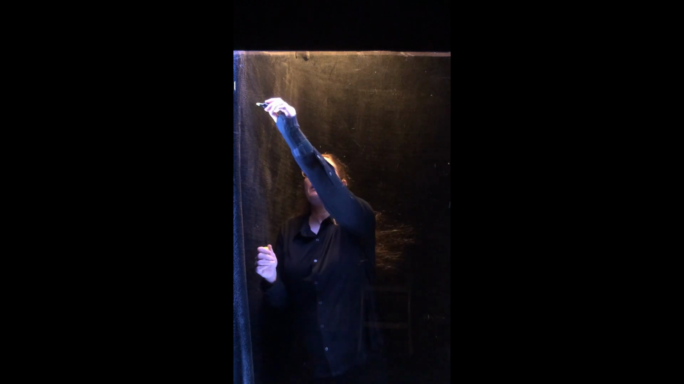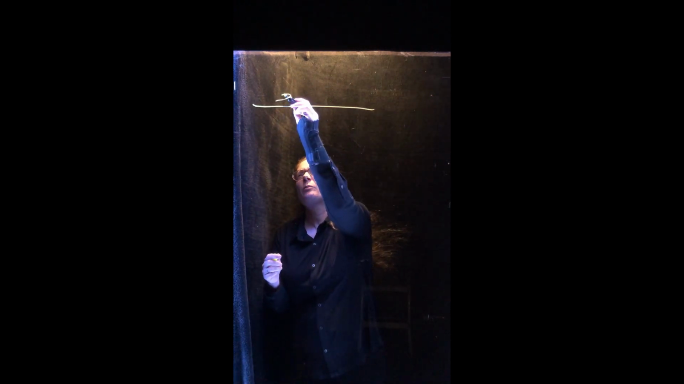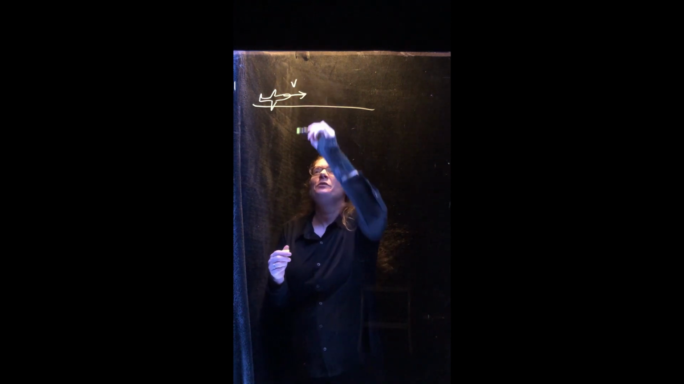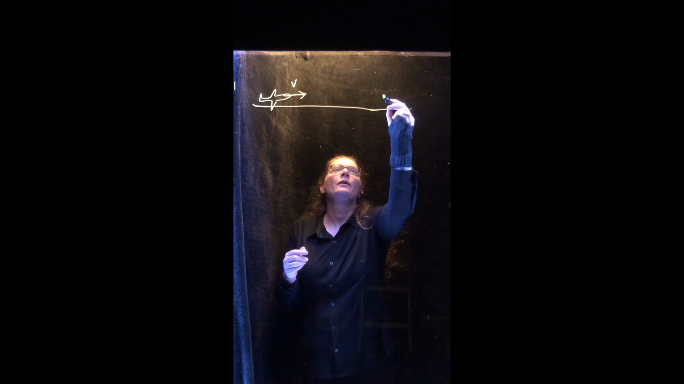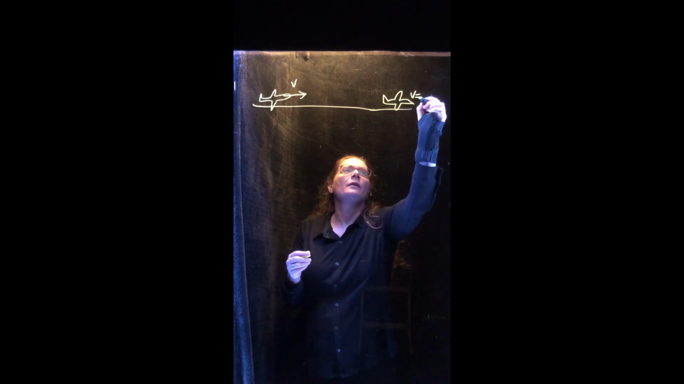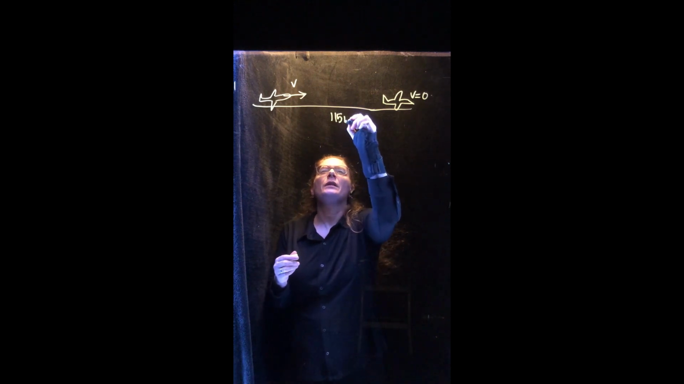So what's our picture going to be? Well, we've got a plane. How do you draw a plane? Okay, so we start with it moving, and then 115 meters later, it has come to a stop. This is 115 meters.